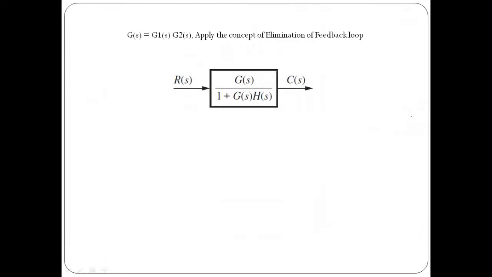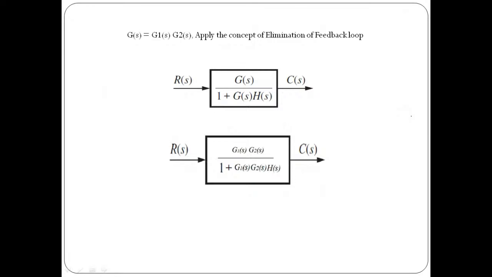So if you apply that logic, apply elimination of feedback loop, we can write here as G(s) upon 1 plus G(s) into H(s). Now this G(s) we can represent like this, G1(s) into G2(s). That is important. So in this way, the very complicated system is now represented by a single block by applying certain rules of block diagram reduction technique.